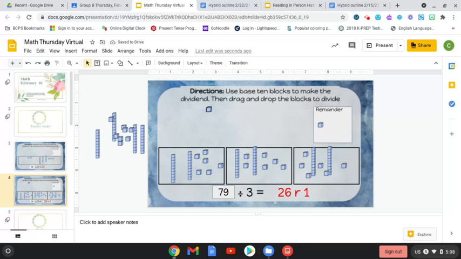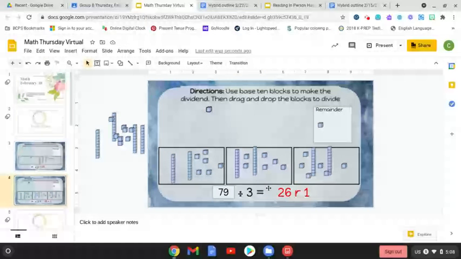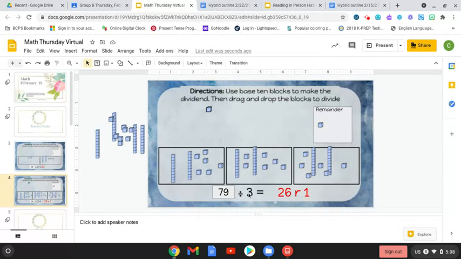Now, the way I can check to see if I'm right is to go backwards. Since it's 79 divided by 3, if I were to say 26 times 3 plus 1, and that gets me 79, it would be correct. So 26 times 3 is 78. And if I add 1 more, that's 79. So that proves that my answer is correct. I hope that helps.